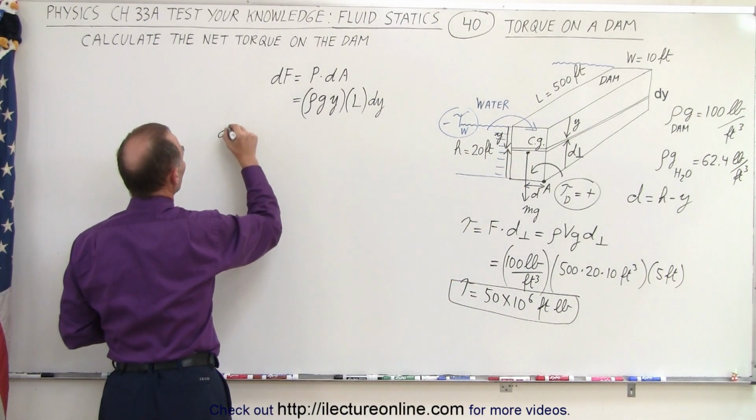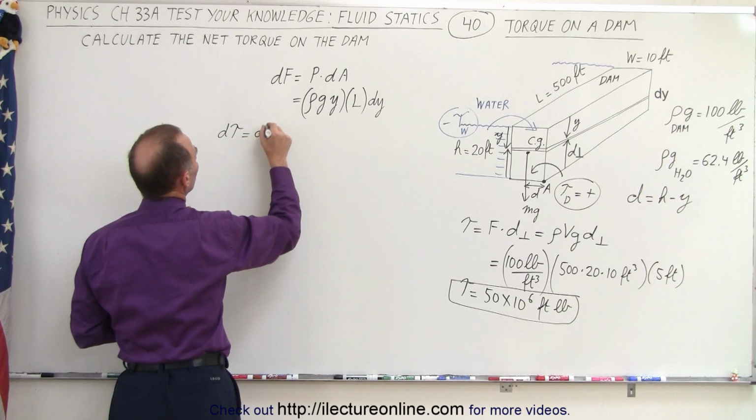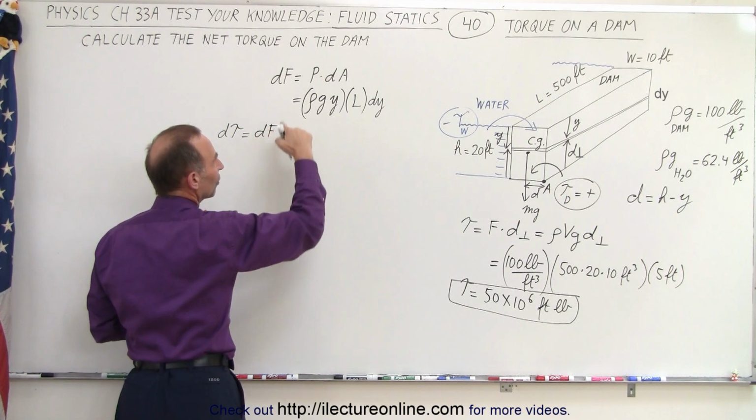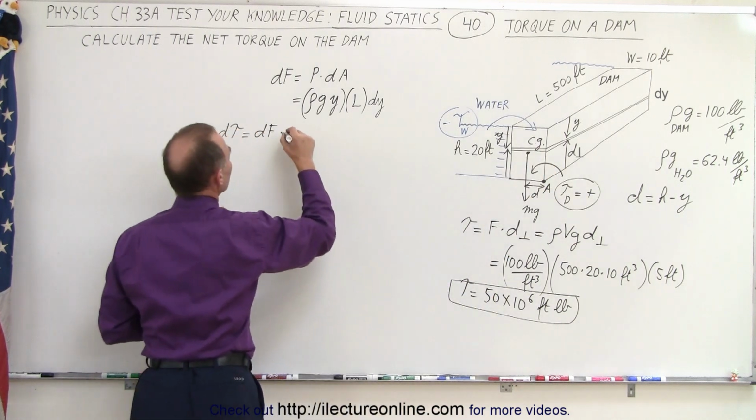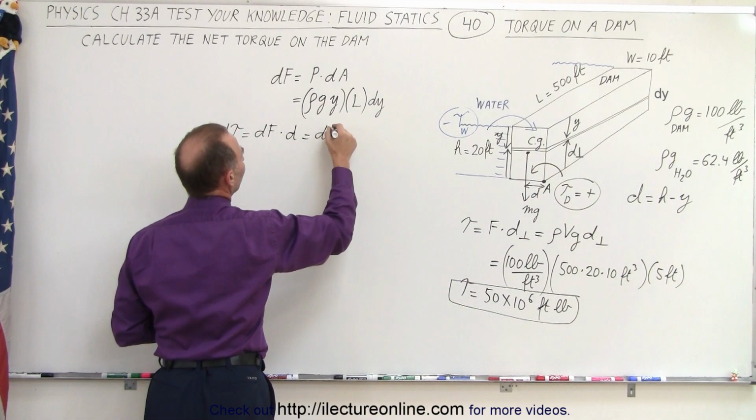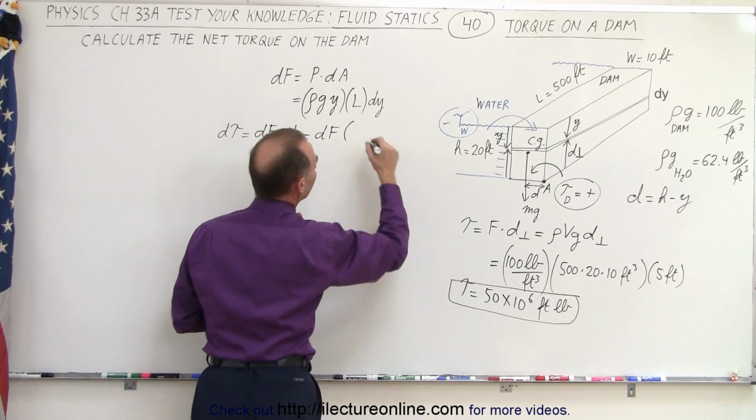That means that the torque on that little strip is equal to the force times the distance from the point of rotation to here, which is equal to d. And of course, that's equal to dF times d, which will be h minus y.